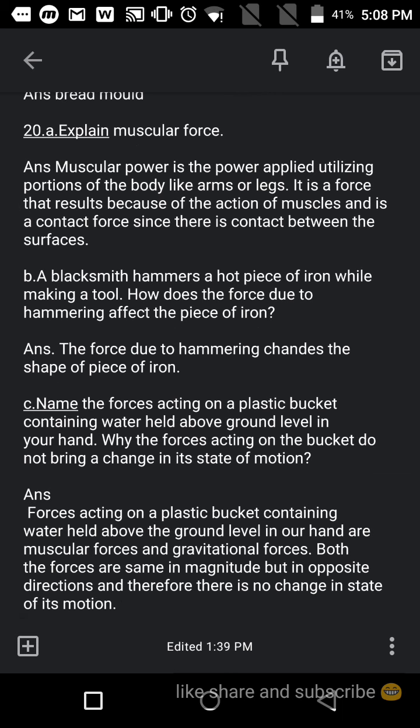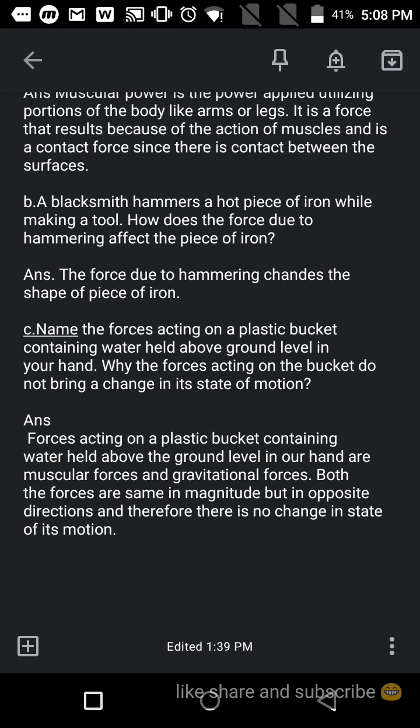20A. Explain muscular force. Answer. Muscular force or power is the power applied by utilization of portions of the body like arms or legs. It is a force that results because of the action of muscles and is a contact force since there is contact between surfaces. B. A blacksmith hammers a hot piece of iron while making a tool. How does the force due to this hammering affect the piece of iron? The answer is the force due to hammering changes the shape of the piece of iron.